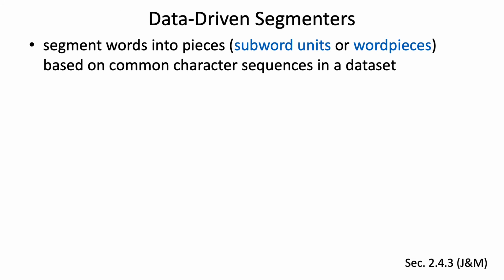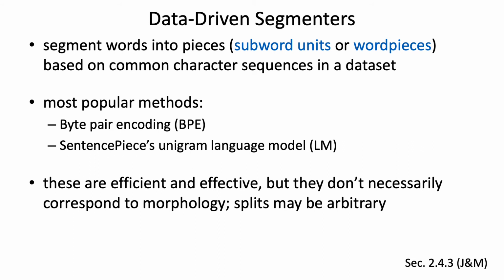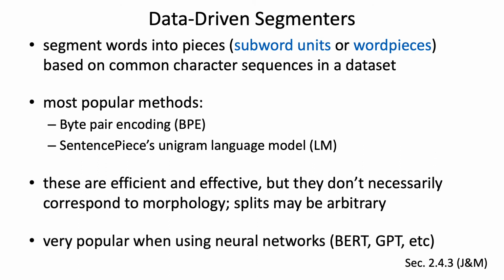Finally, what's caught on recently is to use a data-driven segmenter that splits words into pieces, called subword units or word pieces, based on the frequency of character sequences in the data. The most popular methods are byte pair encoding, which we'll talk about briefly, and the unigram language model from the Sentence Piece Toolkit. These achieve the goal of splitting words into smaller pieces and work pretty well in practice, but the splits don't necessarily correspond to morphological units. We'll see some examples. They've become a standard choice when building large-scale neural net language models like BERT and GPT, so we'll see a lot more of them later in the course.